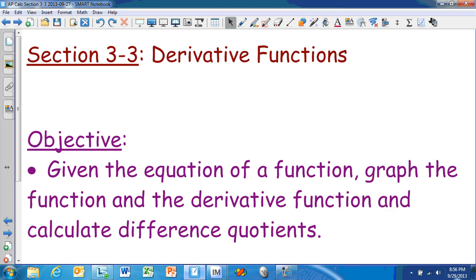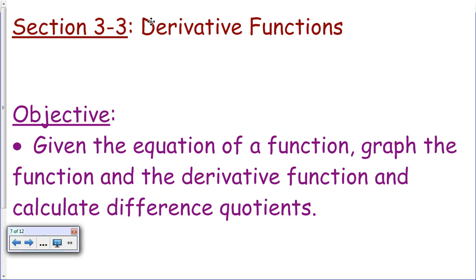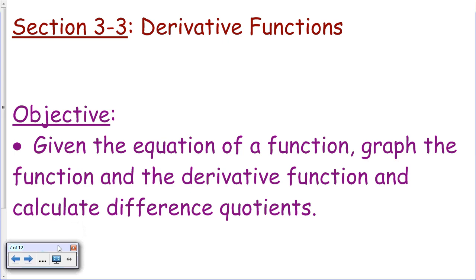Section 3-3, derivative functions. The objective, remember, of this section was, given the equation of a function, graph the function and the derivative function, and calculate difference quotients. We're going to focus on calculating difference quotients here. We'll also go back and look at how we can sketch derivative functions given the sketch of a function.